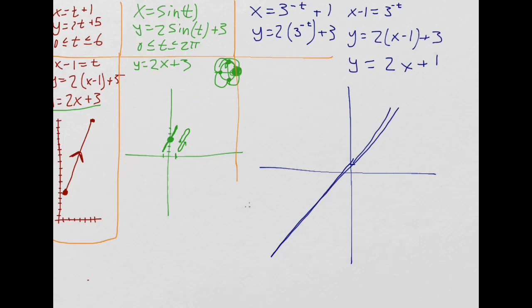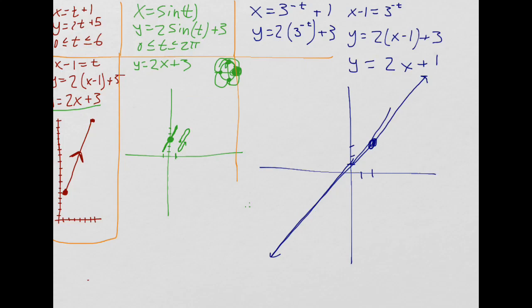But since we're not given anything about t, it's going to go on forever. So there's not really any starting point, but it's going to start down at negative infinity and run up forever. Oh wait, or is it? Because think about this, t is negative. So at t equals 0, we're going to end up right over here when x is 2 and y is 5.